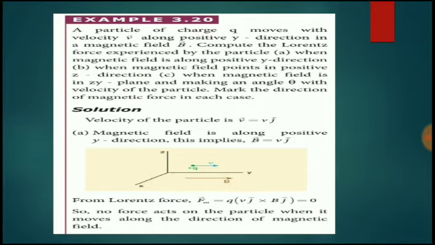So what is the Lorentz force? Fm is equal to q into v j cap cross B j cap. That will be 0, because both are parallel. There is no force on the particle when it moves along the direction of the magnetic field.